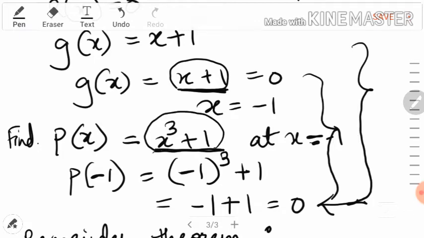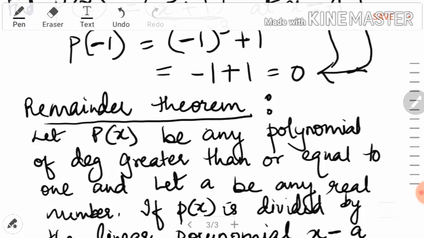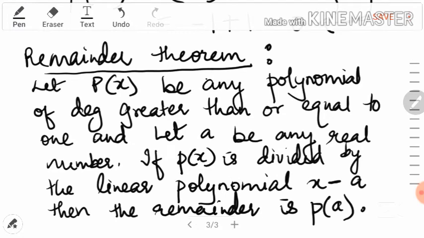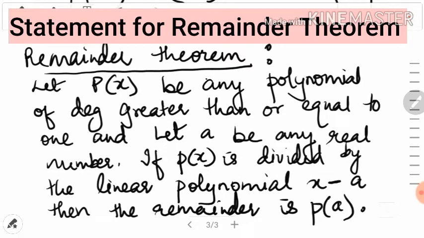This result is called the remainder theorem, which states that let p of x be any polynomial of degree greater than or equal to 1, and let a be any real number. If p of x is divided by the linear polynomial x minus a, then the remainder is given by p of a.